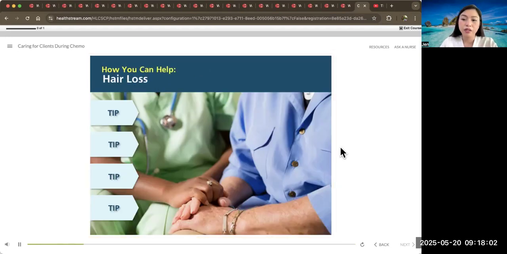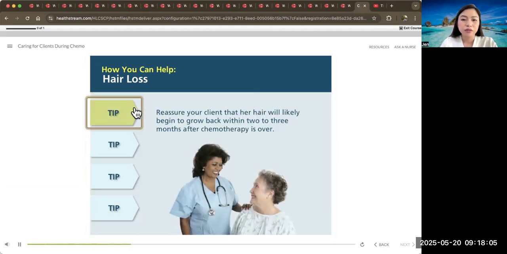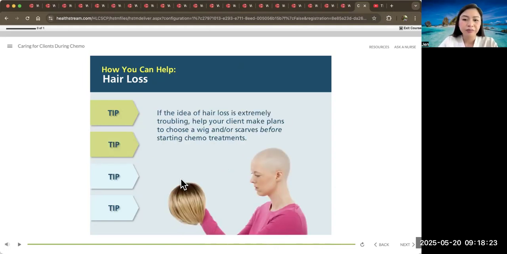How you can help with hair loss. Tip number one, reassure your client that her hair will likely begin to grow back within 2 or 3 months after chemotherapy is over. So I have a client here who is wearing a wig and she looks so pretty. And it's normal, it will grow back anyway. If the idea of hair loss is extremely troubling, help your client make plans to choose a wig or scarves before starting chemo treatments. One of my clients actually is wearing a very nice scarf, and I always compliment her whenever she comes in wearing her beautiful scarf.